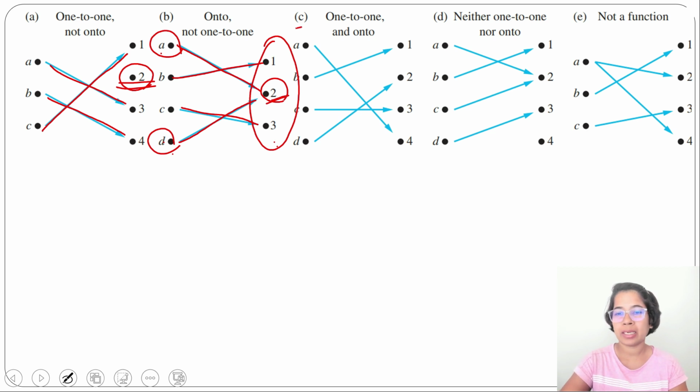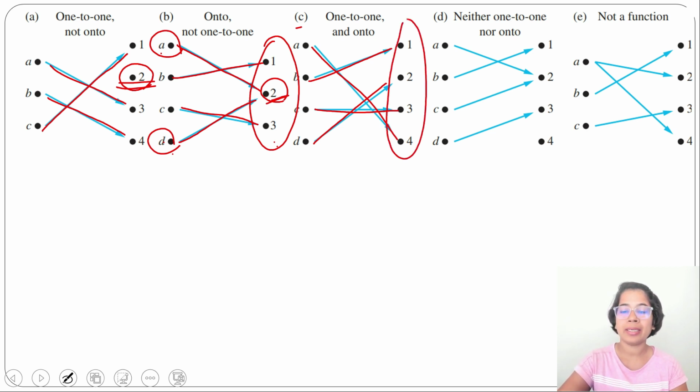Next, option C. Here A maps to 4, B maps to 1, C maps to 3, D maps to 2. It is one-to-one. Also it is onto, as all elements of the codomain are images.